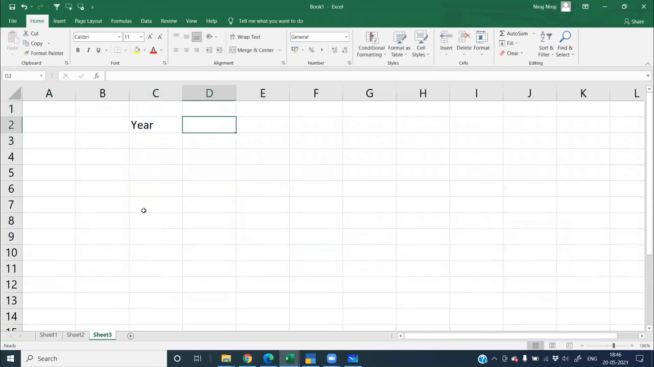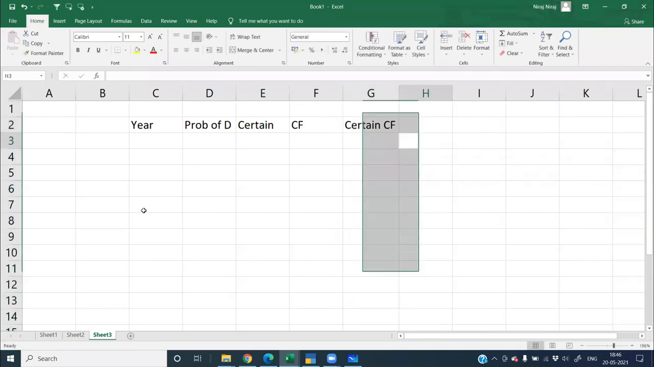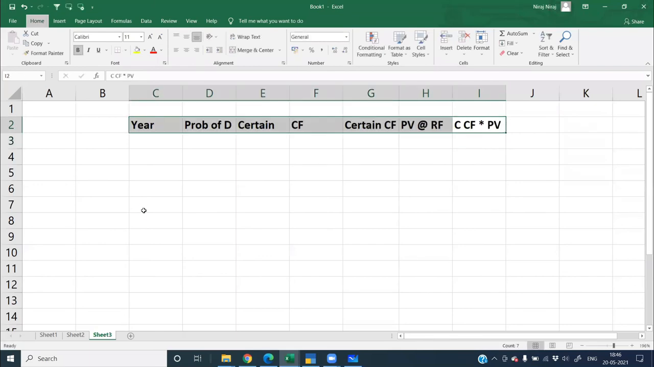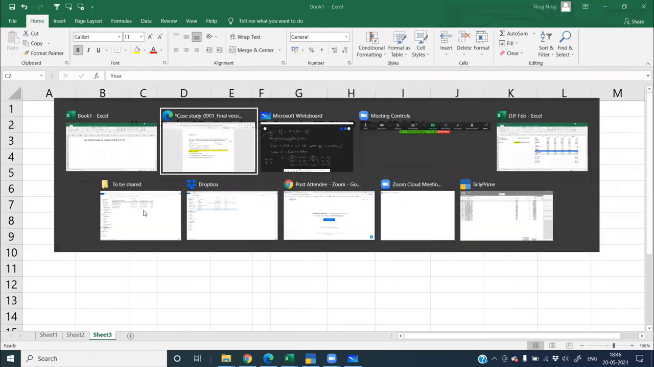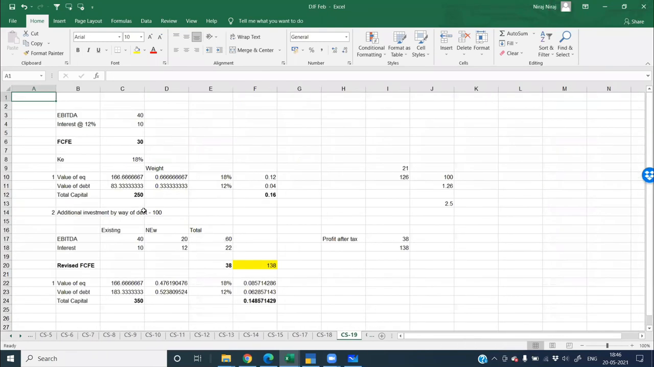So I will take year. Probability of default. Certain probability I will write here. Then I will write my cash flows. Then I will write my certain cash flows. Then I will write present value at the rate RF. And then I will write my certain cash flows into present value. So these are some columns which I will have to make. And let me just cross check whether I need any other column or not.